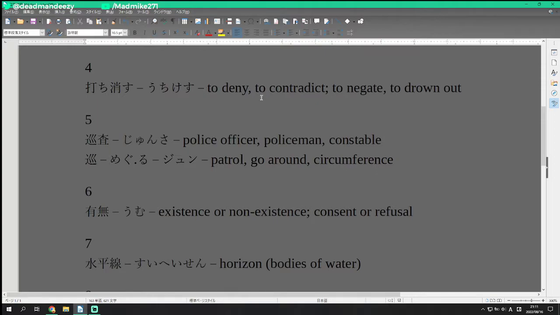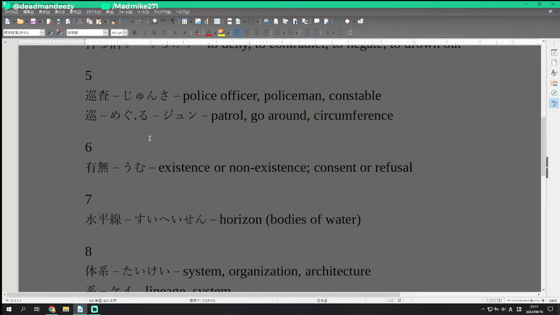Number 5 is Junsa. Jun on the left side is our new kanji, meguru for to go around, and Jun, which is our new pronunciation. This kanji means to patrol, to go around, or a circumference, meaning a go around. Radicals in this kanji are water or a river over the radical for motion. So a moving river can kind of go.